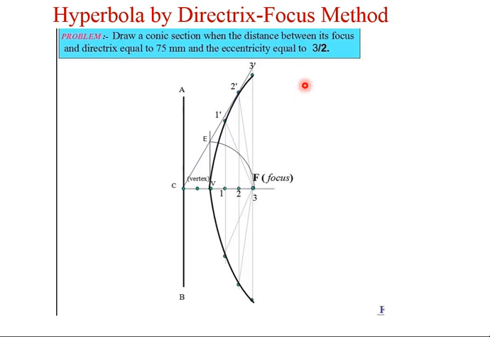How to locate this V? It depends upon this eccentricity 3/2. Now what does this 3/2 mean? Out of 75 millimeter, the third part is VF and the second part is VC, that is VF upon VC, which is nothing but the formula for the eccentricity of this particular hyperbola.